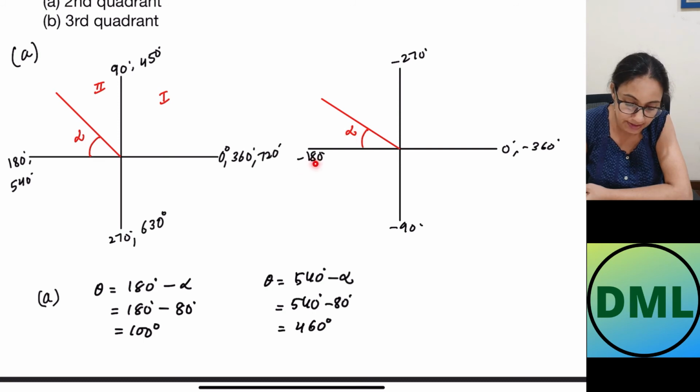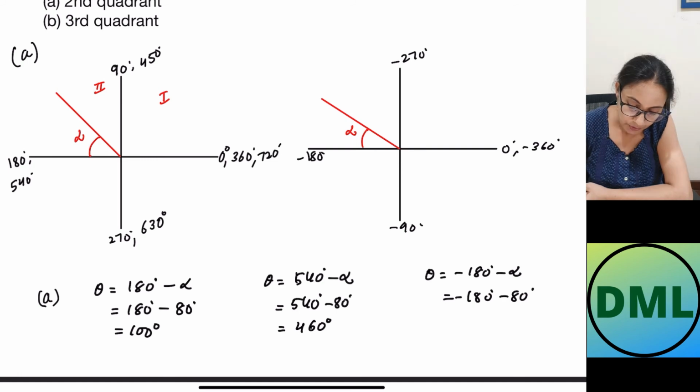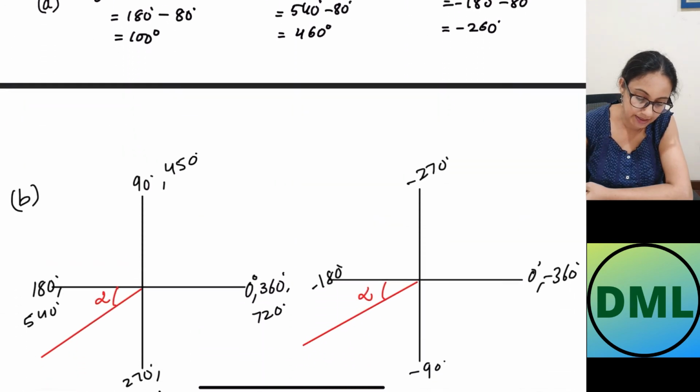To get the answer here, minus 180 degrees minus alpha will give me the answer in the second quadrant. Let's do that here. So theta will be given by minus 180 degrees minus alpha, which is equal to minus 180 degrees minus 80 degrees. So that will be given by minus 260 degrees.